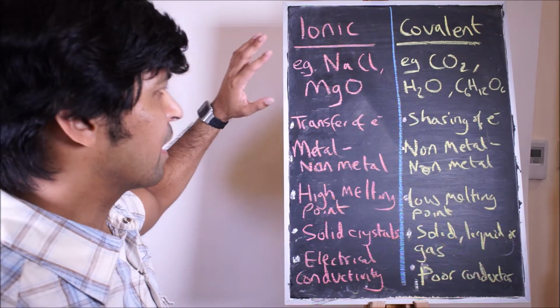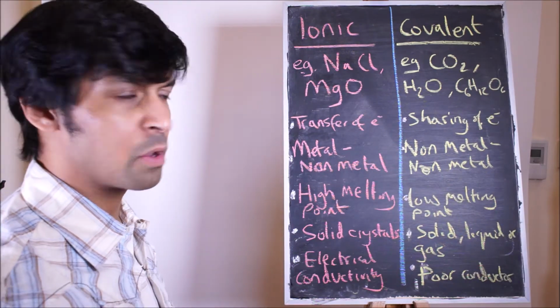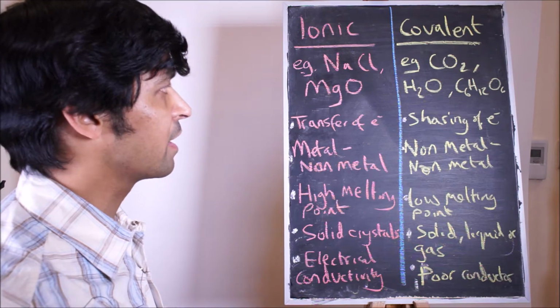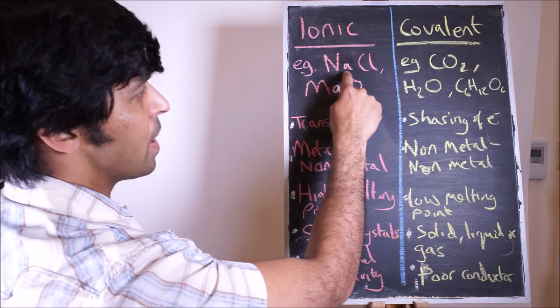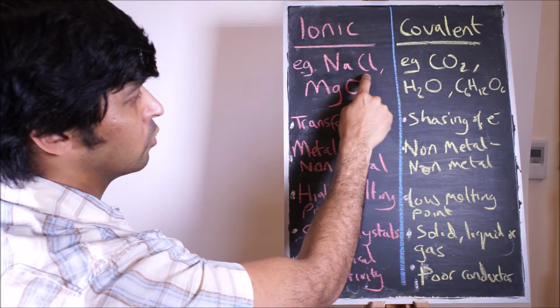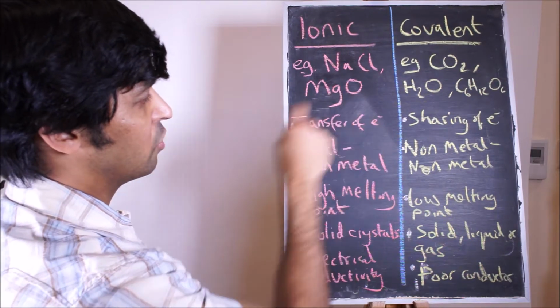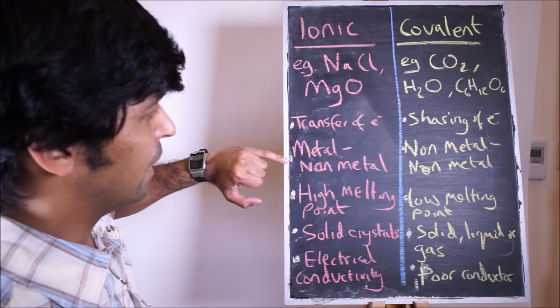Okay, so ionic, examples of ionic are things like sodium chloride and magnesium oxide. And take note, you've got a metal connected to a non-metal. Metal connected to a non-metal. And that's what I've got written here.